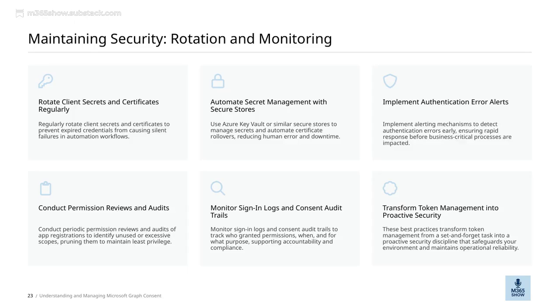Now, let's talk about maintaining security through rotation and monitoring. When managing Microsoft Graph Consent, it's essential to shift from a set-and-forget approach to a proactive security discipline. This means continuously monitoring sign-in logs and consent audit trails to see who granted permissions, when they did it, and for what purpose. This kind of oversight helps us support accountability and ensure compliance across our environment.